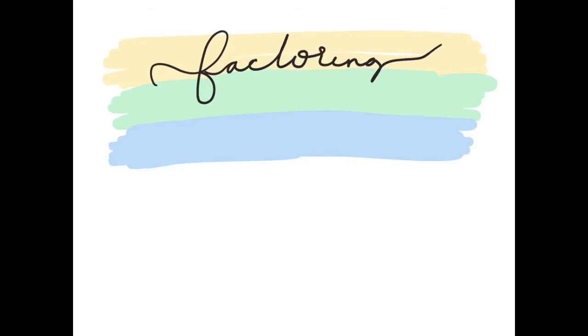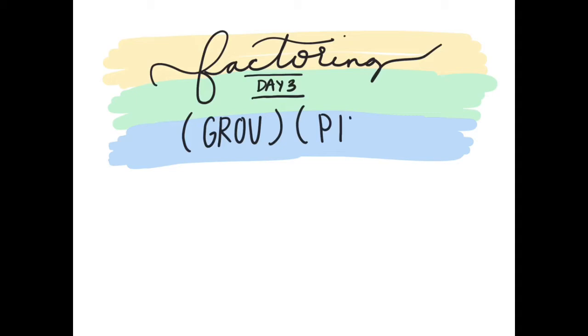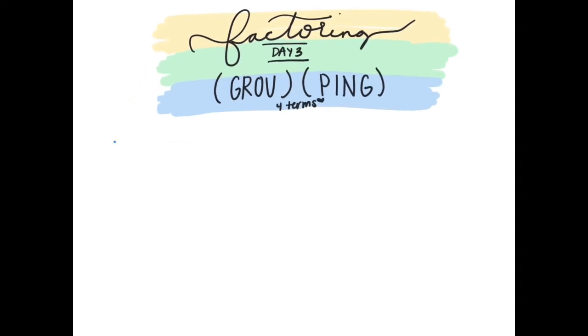We're back with day 3 of factoring. So day 1, we talked about greatest common factor and difference of two squares. Yesterday, we talked about trinomials where a equals 1. Today, we're going to talk about grouping. That's when we're going to have 4 terms.